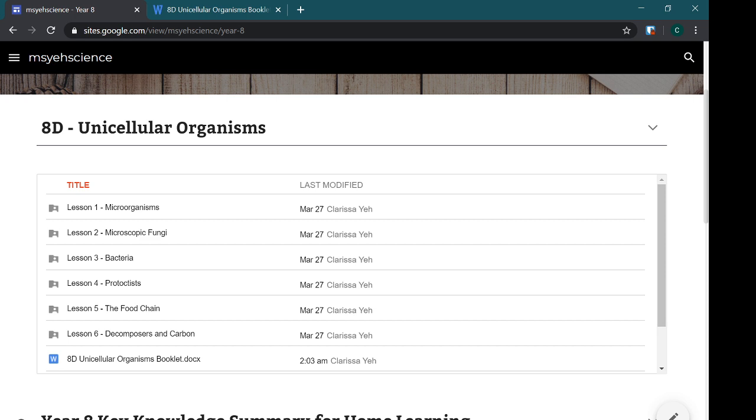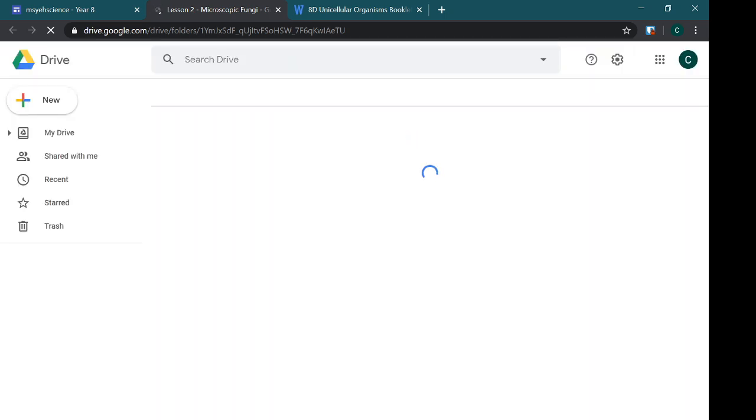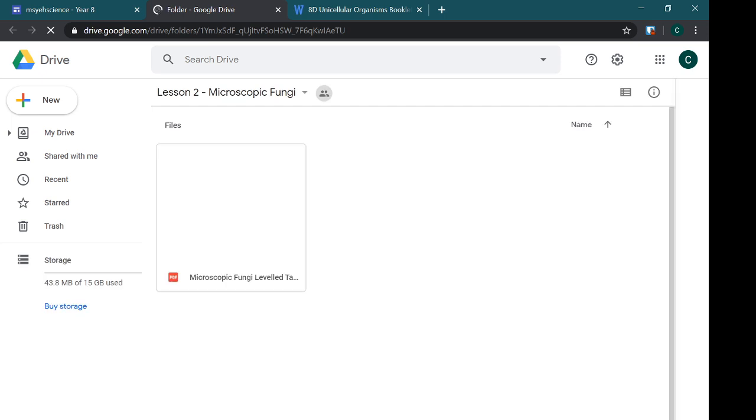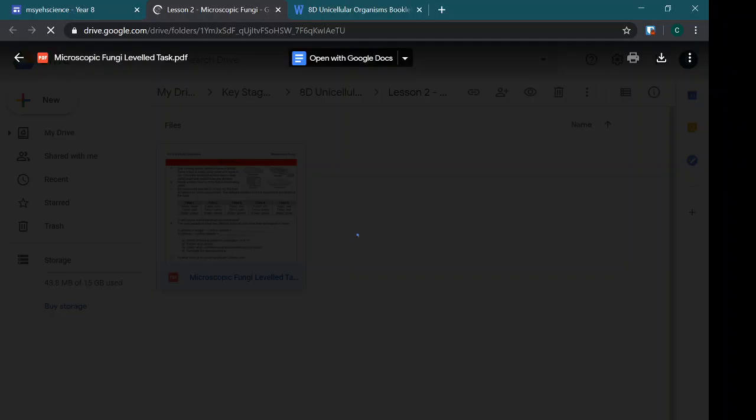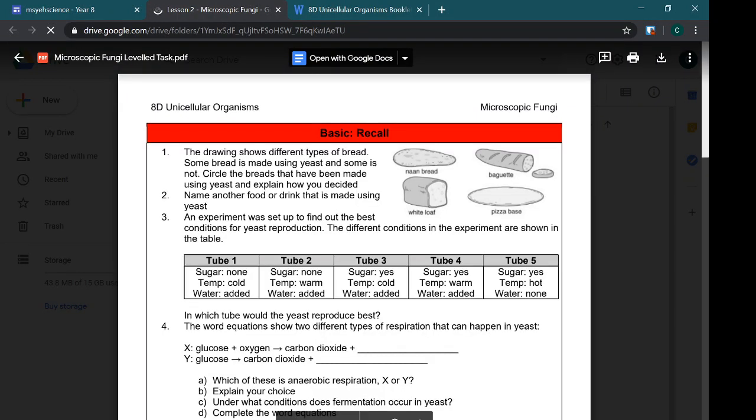So if you click on, I've jumped straight to lesson 2. I've done a bit of lesson 1, but I want to jump straight to lesson 2 just so we get as much done as possible because of time. You have a task.